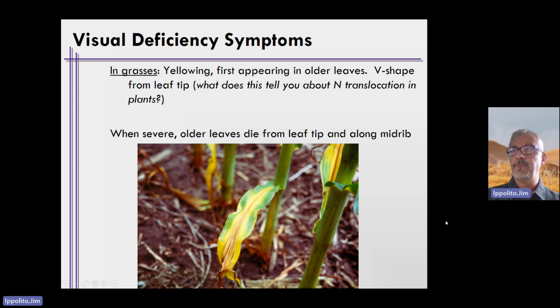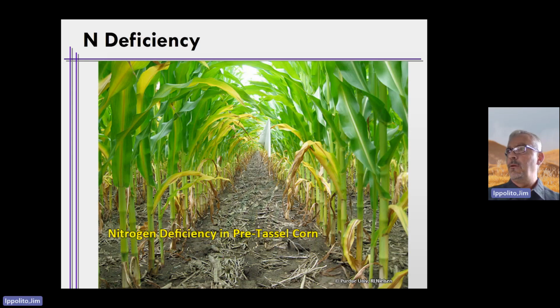Let's look at some additional photos. This is a great photo of nitrogen deficiency in corn in the field. So you can see some pretty excessive nitrogen deficiency symptoms in these lower leaves. In fact, the lower leaves are not only chlorotic, but they're necrotic. Classic V-shaped deficiency symptom in older leaves. And if you look up, most of the newer leaves show no signs of deficiency because nitrogen has been translocated from the older leaves to the newer leaves.